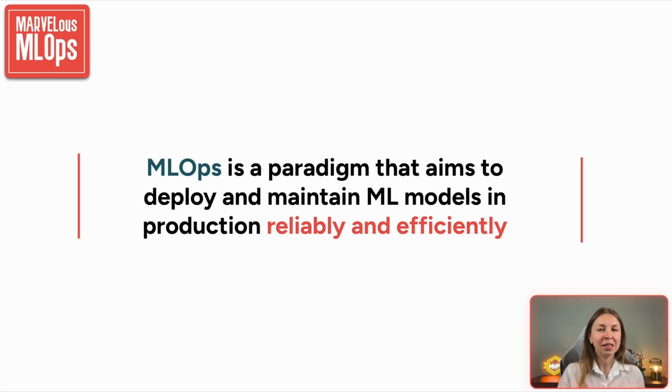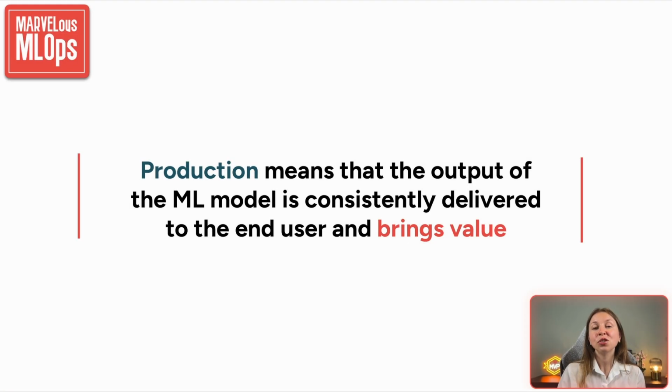You probably have seen this definition before. MLOps is a paradigm that aims to deploy and maintain machine learning models in production reliably and efficiently. But what does production mean? Production simply means that the output of a machine learning model is used by the user and delivers value. And it can be anything.